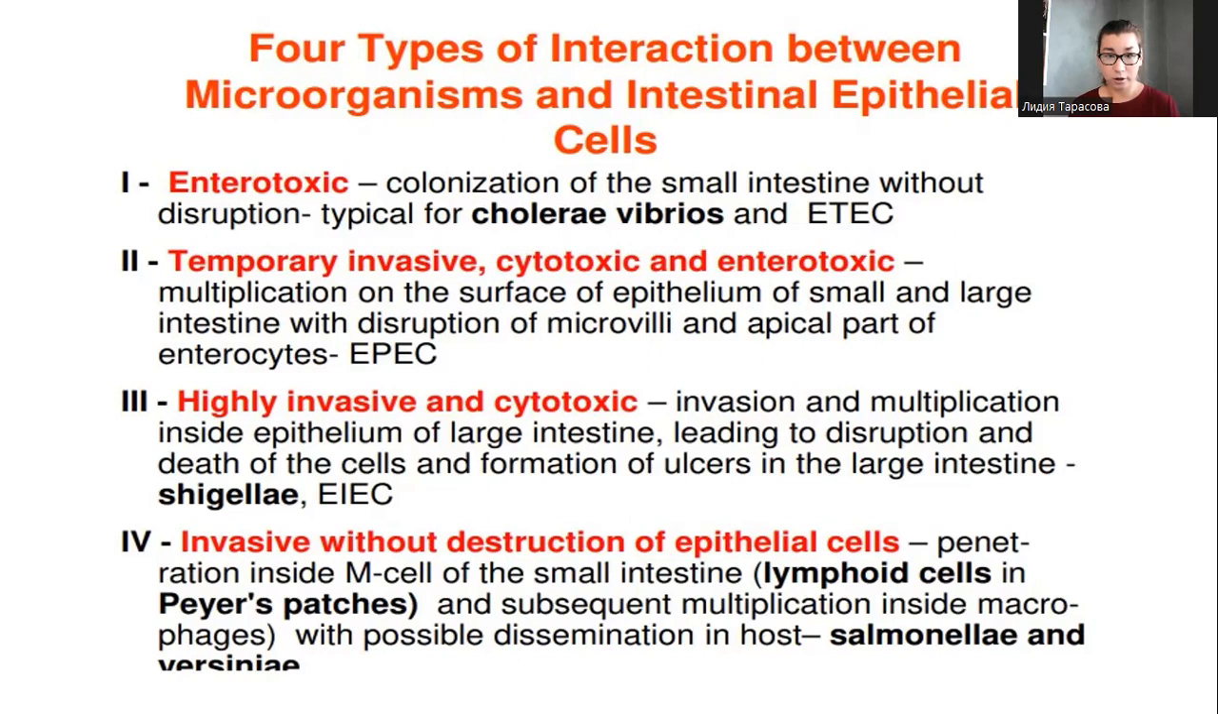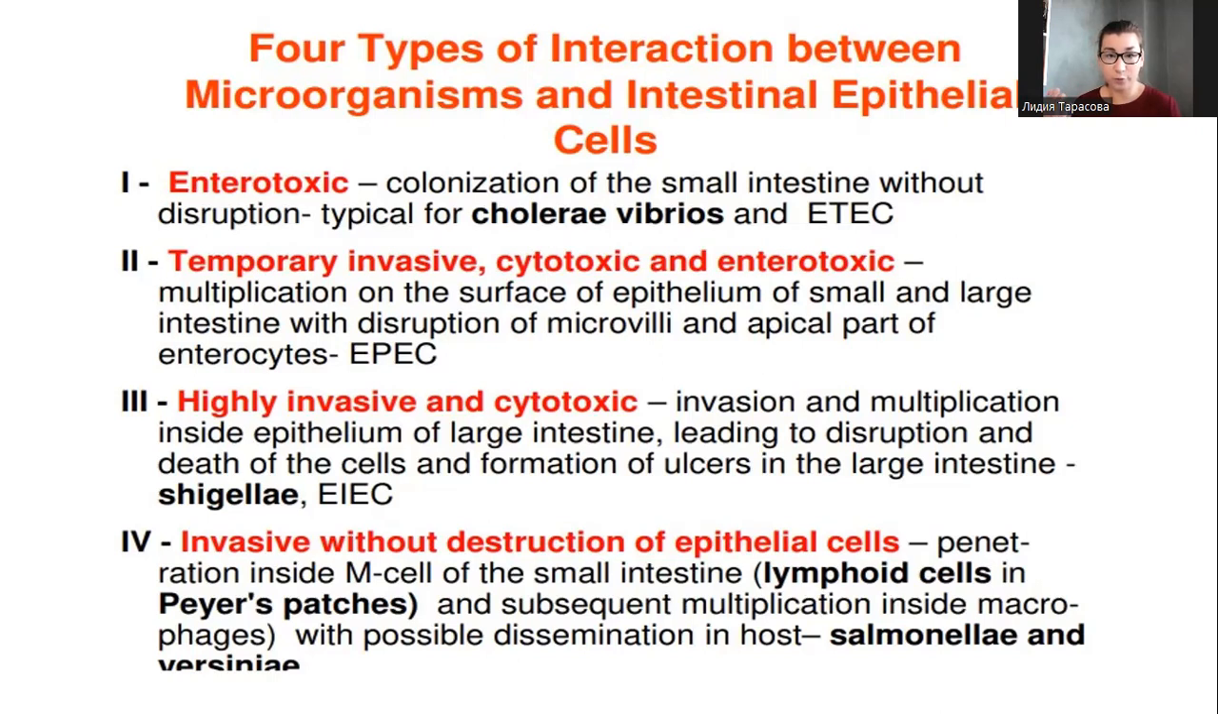The last way has some similarity with the first, but in this way bacteria don't stay in the intestine. They can disseminate. They can go to the macrophage, to the lymphoid cell, and they can disseminate in the whole organism. They can go to the blood, to other organs and tissues. So the high invasive possibility is the main part of this process.